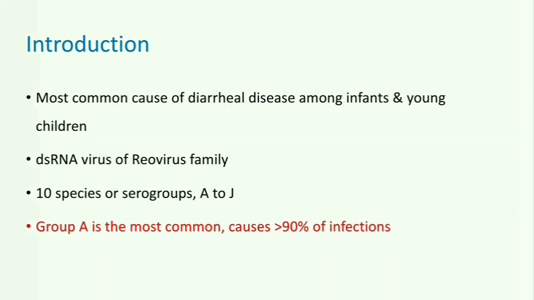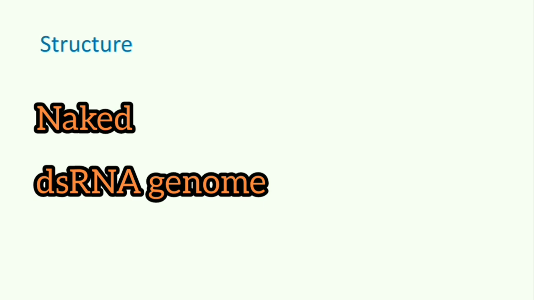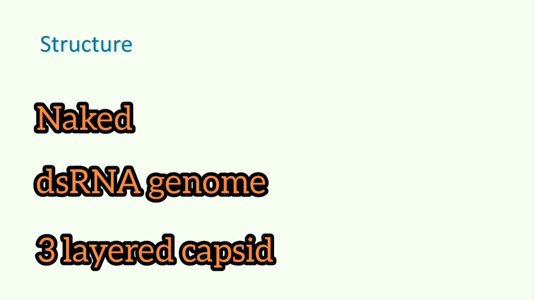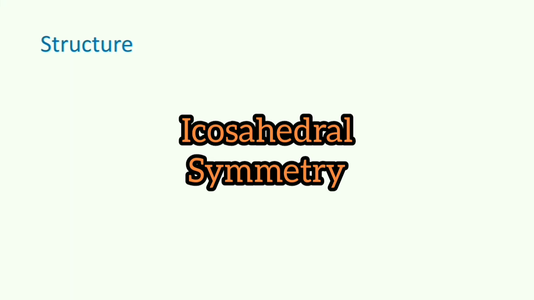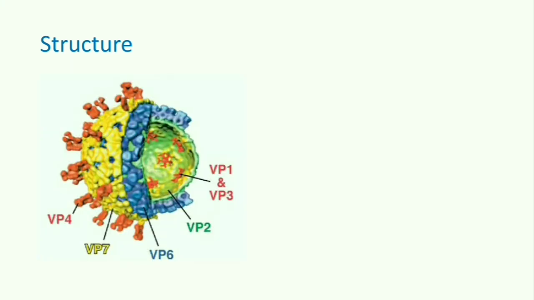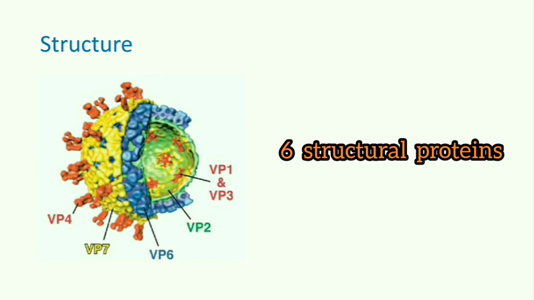Now, let's see the structure of rotavirus. Rotavirus is a naked virus which contains a double-stranded RNA genome inside a 3-layered shell of capsid proteins. Each layer has icosahedral symmetry. Rotavirus has 6 structural proteins, namely viral protein 1, 2, 3, 4, 6 and 7.